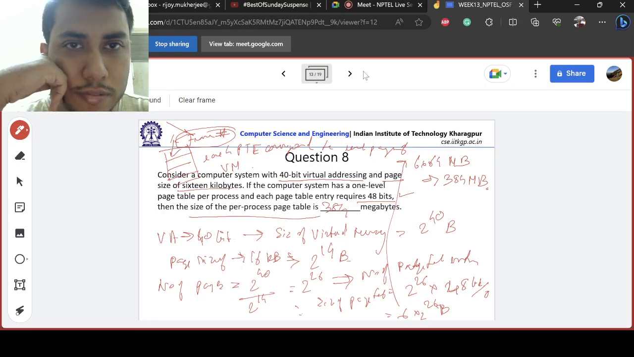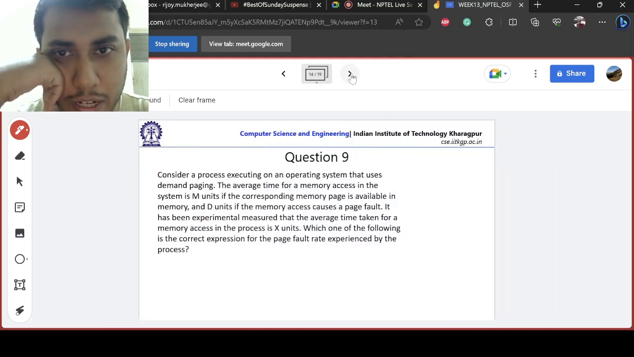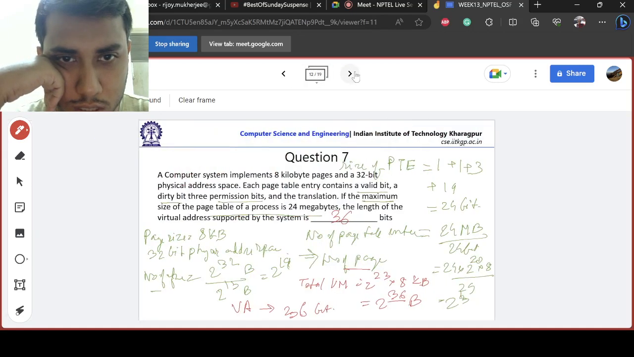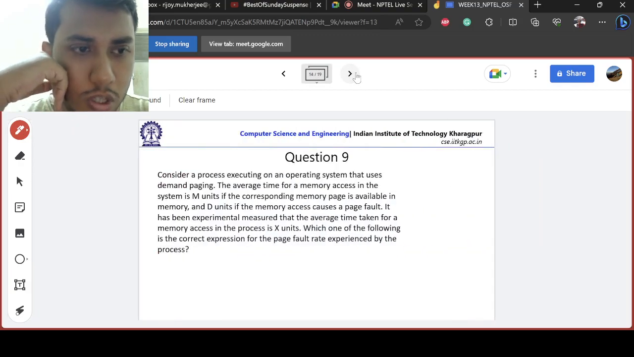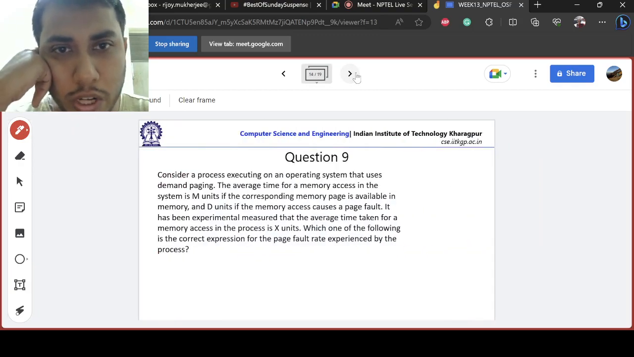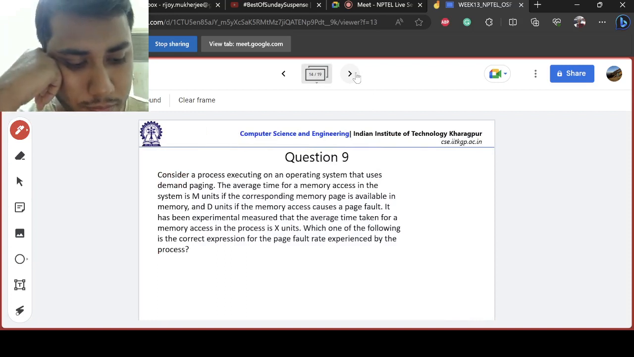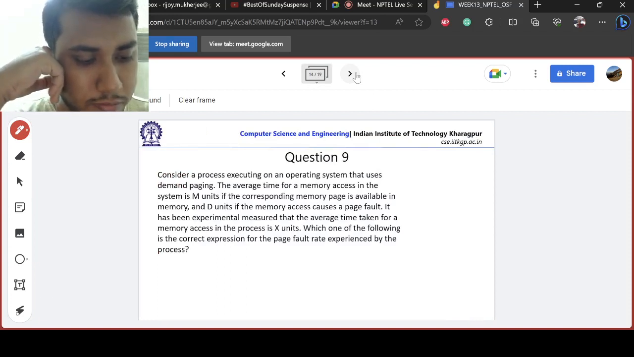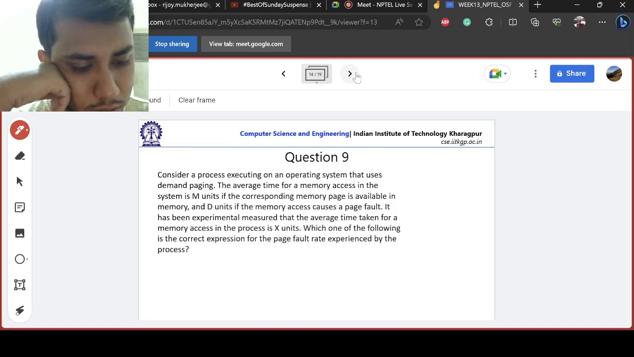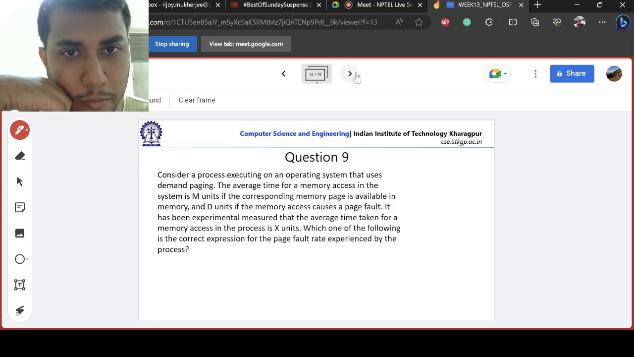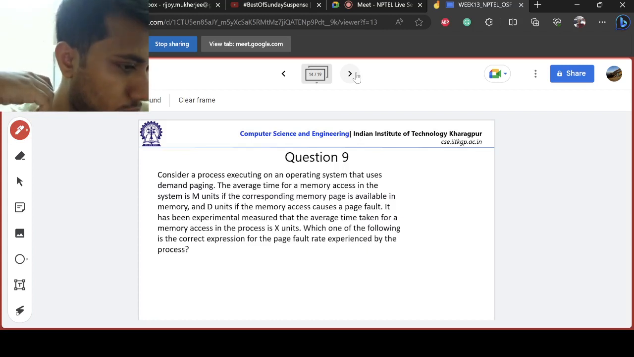So let's go to the next question. You have been given a process executing on an operating system that uses demand paging. The average time for memory access in the system is m units if the corresponding memory page is available in the memory, and d units if the memory access causes a page fault.